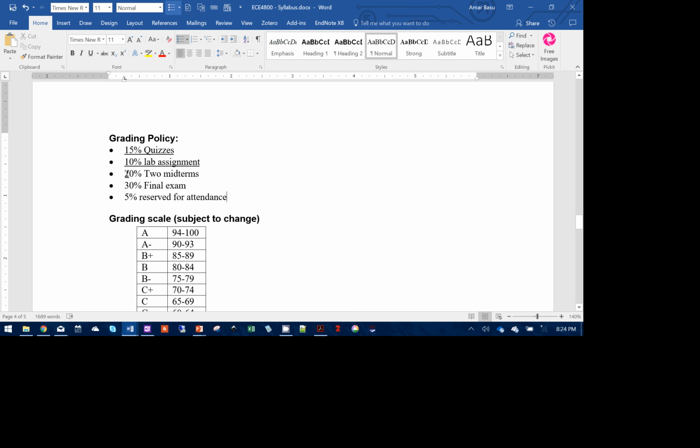The two midterms are each 20% of your grade, and the final exam is 30%. So you can see that the tests really are worth a large chunk of your grade. You want to make sure that you understand the material well. I will also have homeworks that won't be graded, but the purpose of those is just so you understand the material for the exams. And then 5% will be attendance and participation.